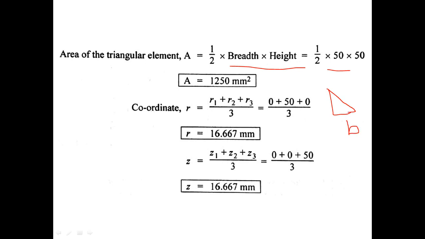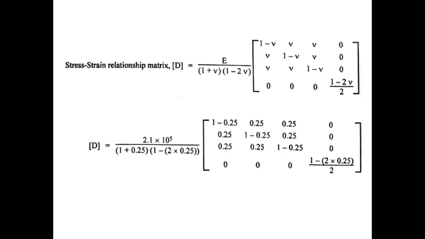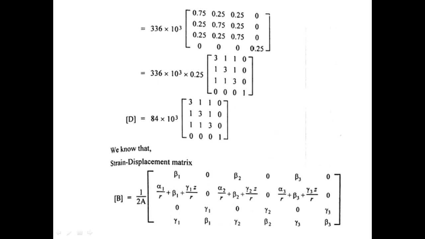And what about the D matrix? So applying the formula of the D matrix, we will get the value. And what about the B matrix? So by rearranging, we will get it. And what about the B matrix, the strain displacement relationship matrix? So B is equal to 1 by 2A into, in terms of these values. And finally we are going to find out alpha 1, alpha 2, alpha 3, beta 1, beta 2, beta 3, gamma 1, gamma 2, gamma 3, like that it is going on, my dears.